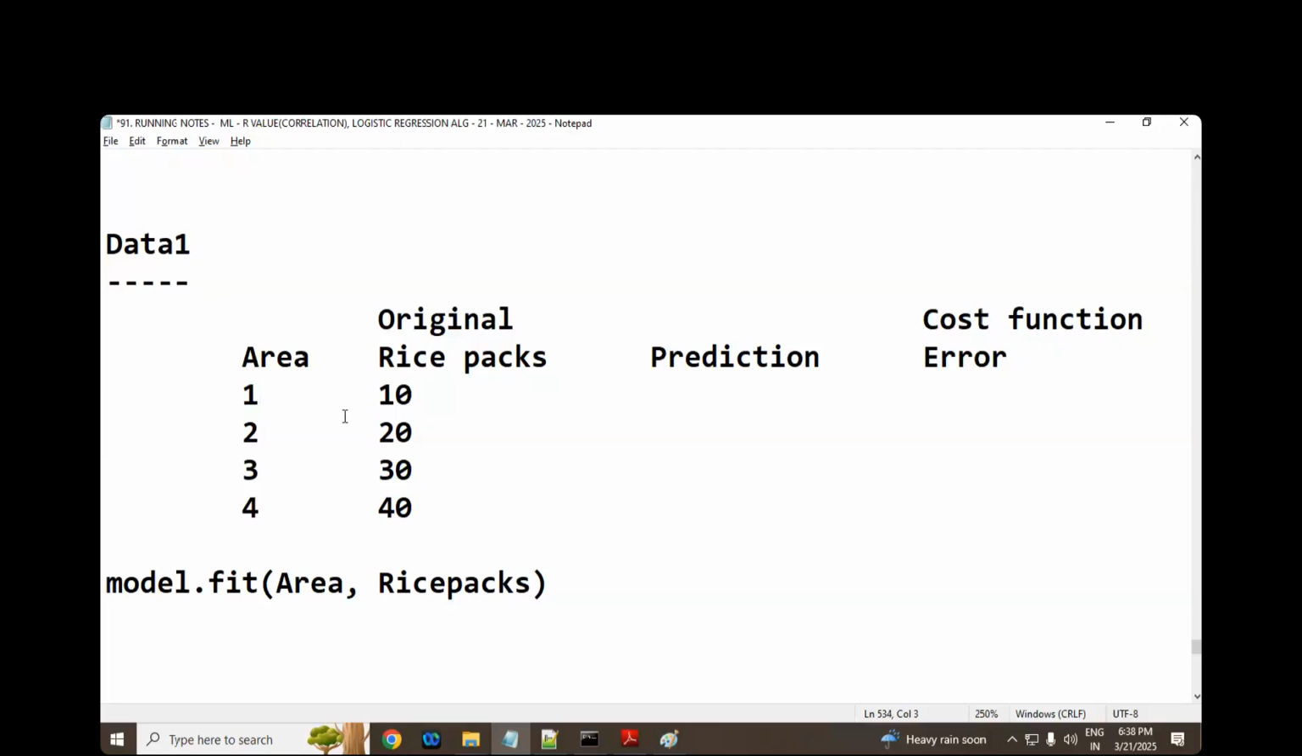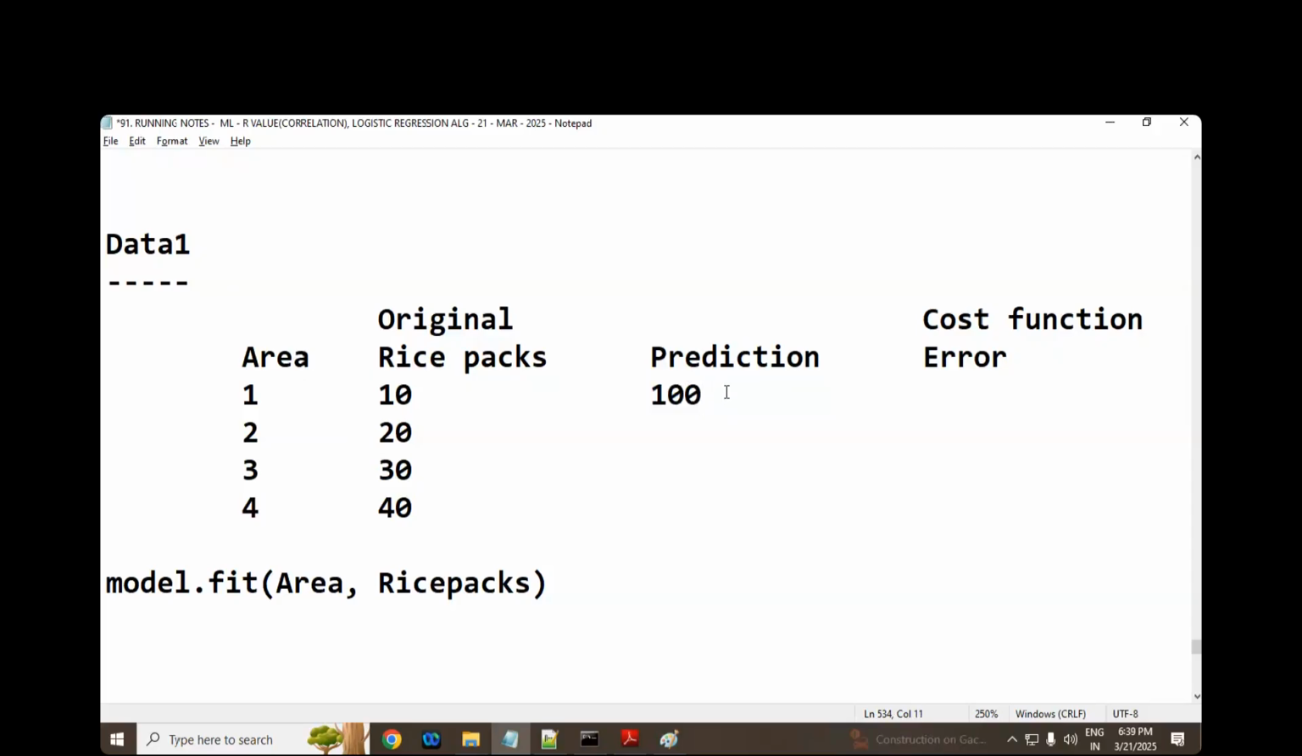1 and 10. The ML algorithm never looks at the output. The ML algorithm will take area 1. How many rice packets will it be? It starts doing prediction. Maybe I can say 100. It has done prediction of 100 for 1 acre. Now this prediction value, it will give to the cost function. I have done prediction for 1 acre. Can you please validate whether my prediction is right or wrong?